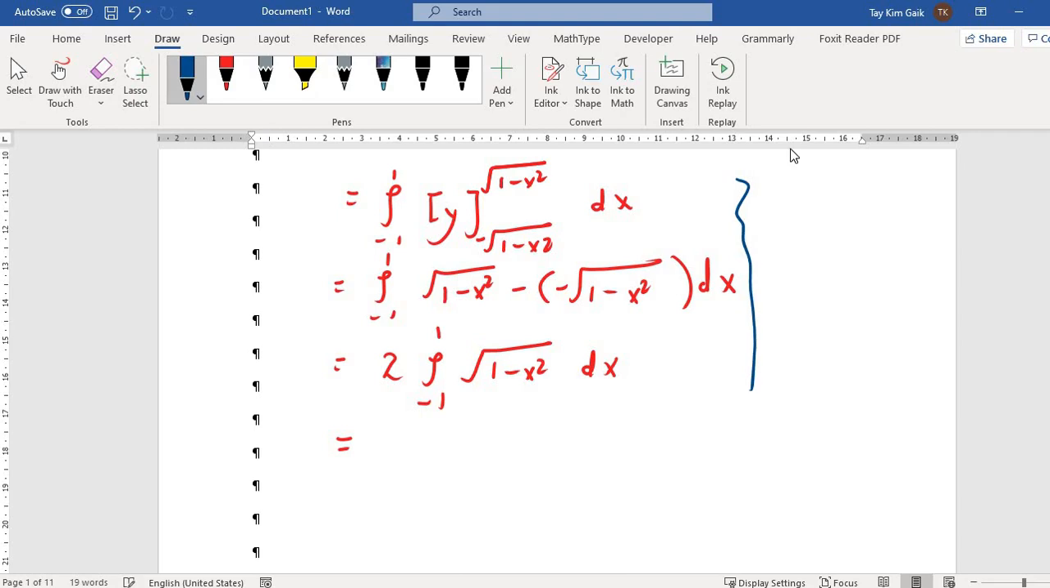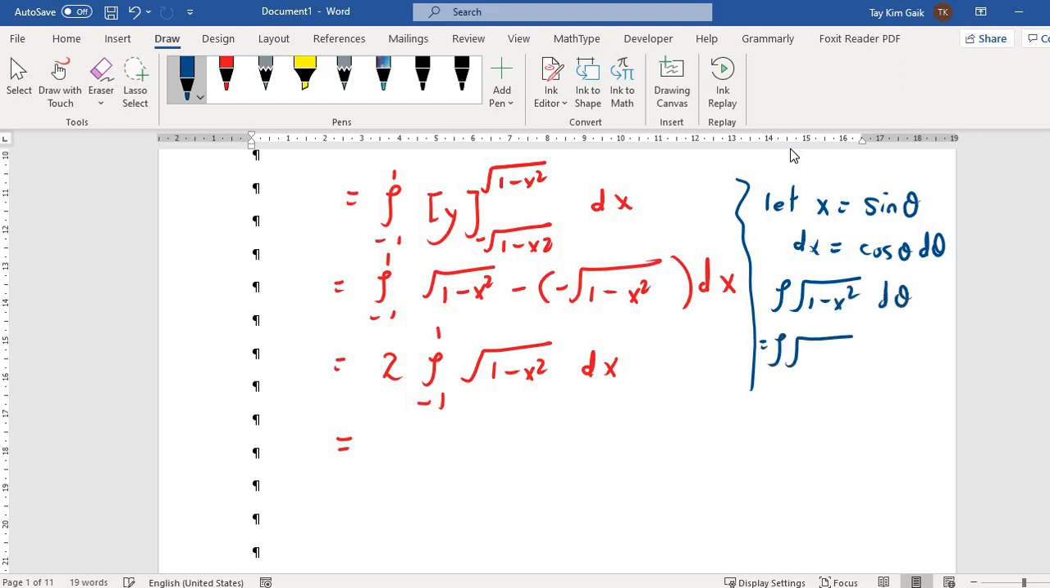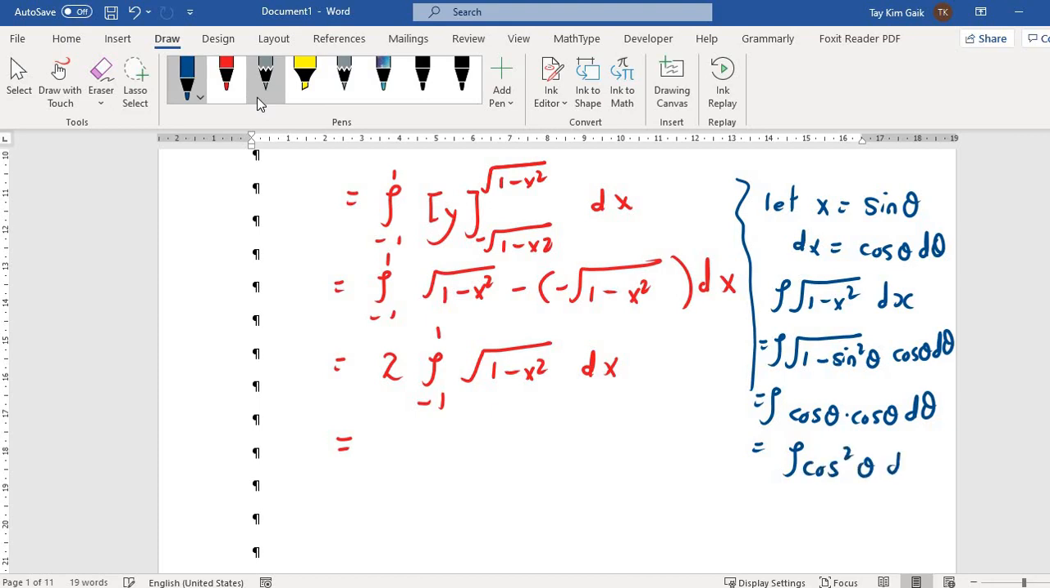You do trigonometric substitution. Let x equal sin θ, so dx will be cos θ dθ. So the integral of √(1 - x²) dx will become: x is sin θ, so x² will be sin² θ, and dx is cos θ dθ. So 1 minus sin² θ is cos² θ. Taking the square root, you have cos θ, multiplied by cos θ dθ. So you have the integral of cos² θ dθ.